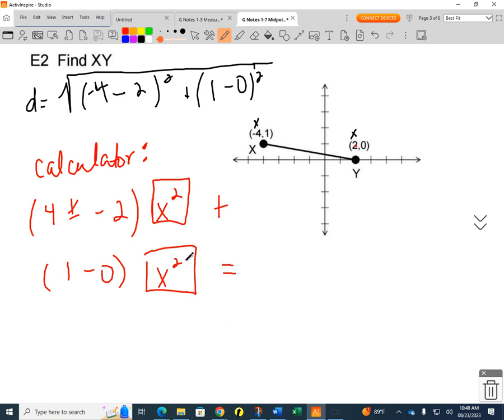What'd you get when you hit equals? You got 37? What'd you get, Ethan? What'd you get, Caleb? Did you do it yet? 37? I think you're right. Now you're going to hit the square root of x. What'd you get?